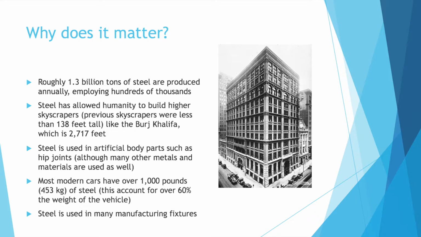Steel is also used in artificial body parts, such as hip joints, although many other metals and materials are used as well. Most modern cars have over 1,000 pounds of steel. Typically, it accounts for over 60% the weight of most cars. As an engineer, you'll also notice that steel is used in many manufacturing fixtures.